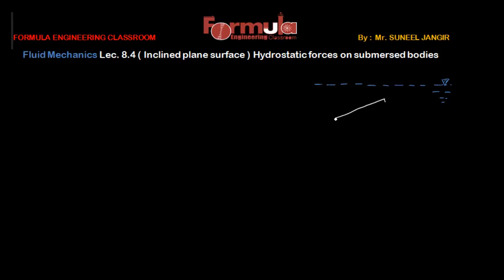And obviously in this case the face of this inclined plane surface is towards the free surface, means this face of this inclined plane surface is towards the free surface of this fluid, and let this plane surface be inclined at an angle alpha from the free surface of fluid. So obviously this is the side view. Now if we view this plane surface from the top, it will look like this one.